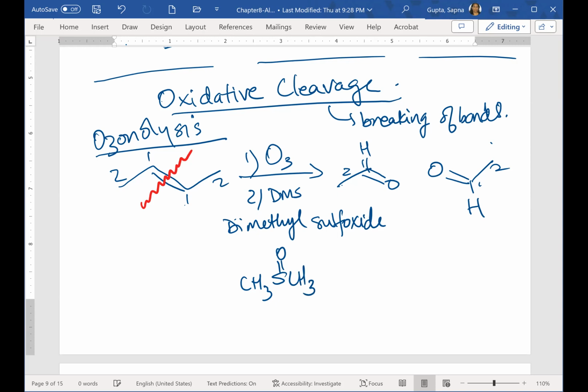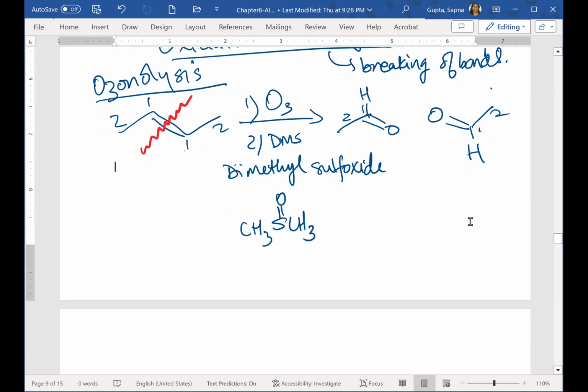If you don't know the structure, don't worry. If you don't remember dimethyl sulfoxide, don't worry. It's fine. If you don't remember DMS, don't worry. Just write ozone for me, and I'm fine. When you start doing so many reagents, it's not possible to remember every single detail, so don't push yourself. Whatever is above the arrow is the most critical thing. Whatever is below, I can excuse that. But above the arrow is the most important one.